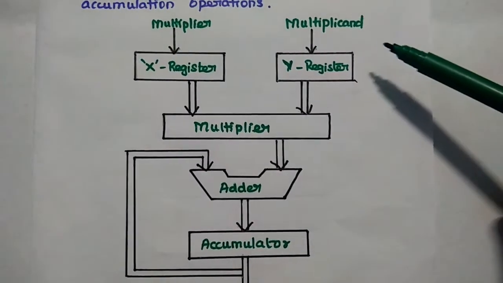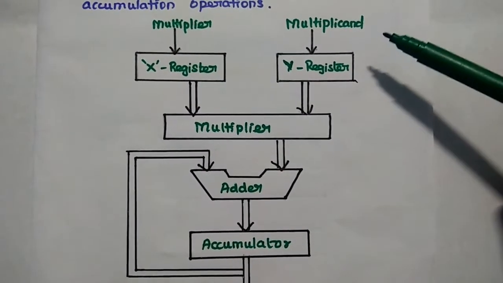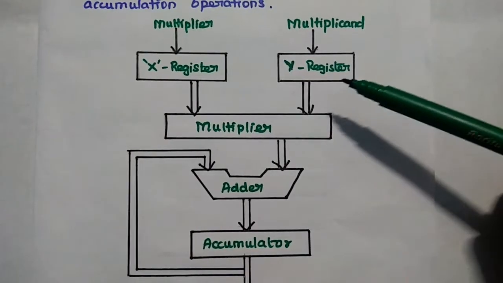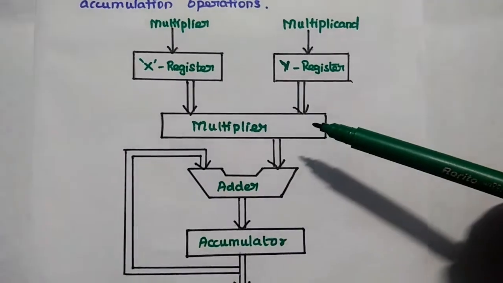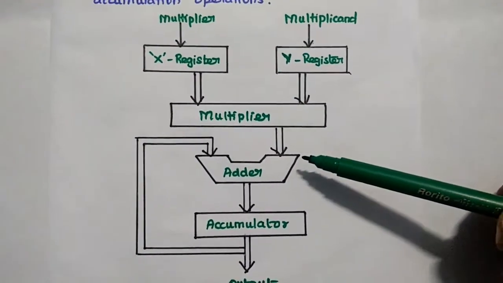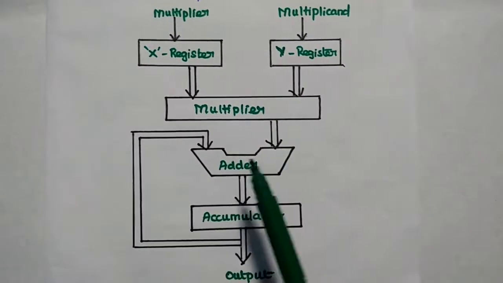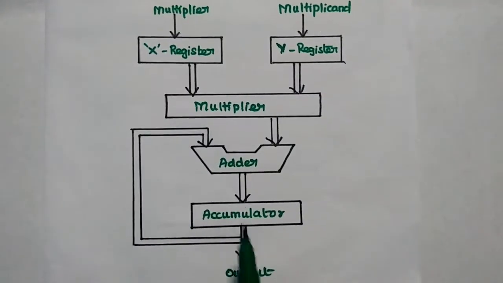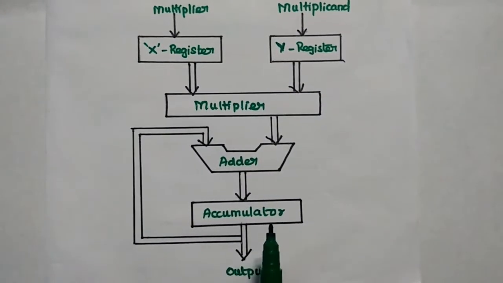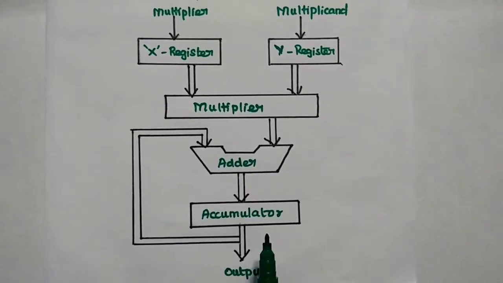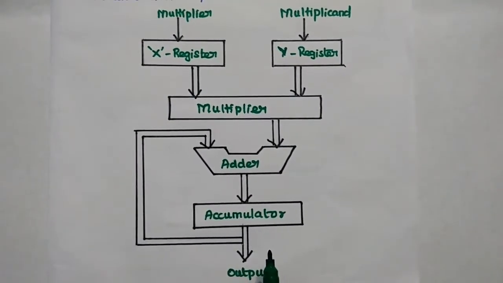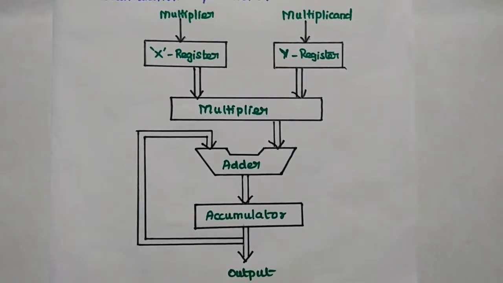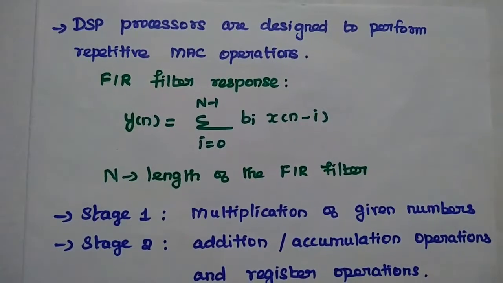So here we have to store that input data's multiplier and multiplicand into the registers X and Y, then given as input to this multiplier. The output of this multiplier is given as input to this adder. The other input to this adder is taken from the output of accumulator. So it represents the repetitive MAC operation. So this is the block diagram of MAC unit.